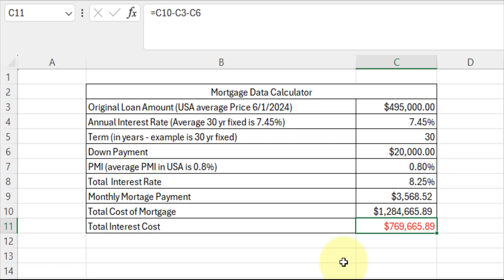It's a quick way to go and see and build your own calculator for mortgages in Excel.